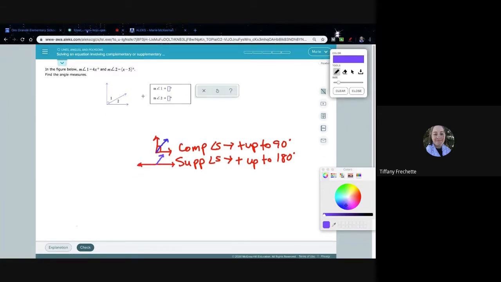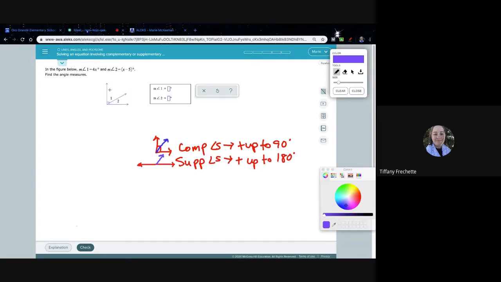All right. So we want to find angle 1 and angle 2. This example looks exactly like the example I put next to complementary. So this is a 90-degree mark right here. So we know that we are going to use the complementary rule, meaning that they add up to 90 degrees.